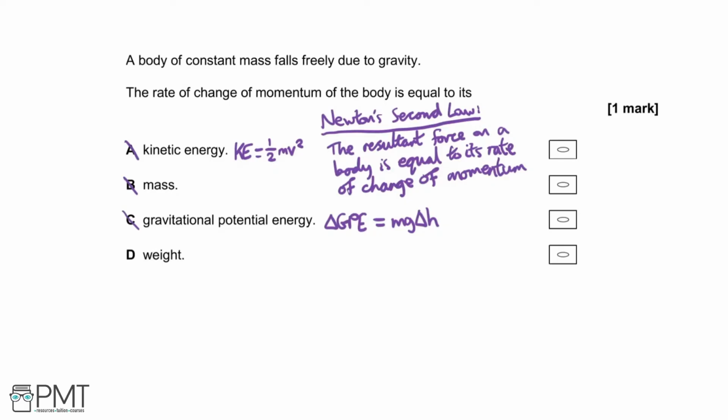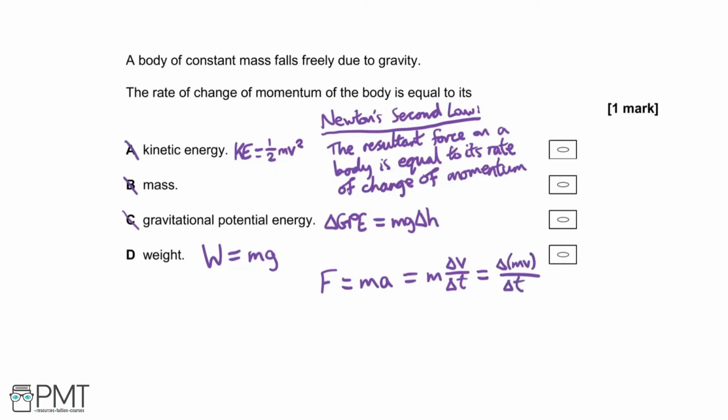Option D, obviously we've deduced that it's the correct answer, but let's just explain why it is correct. We know that weight is equal to mass times gravitational field strength. Now, not only is this value in newtons, but also m and g remain constant as the body falls. You could also say, with Newton's second law, that the rate of change of momentum is also equal to the mass times the acceleration. So force is equal to mass times acceleration, but also equal to mass times the rate of change of velocity, which is the acceleration. But then that's also equal to the rate of change of momentum.